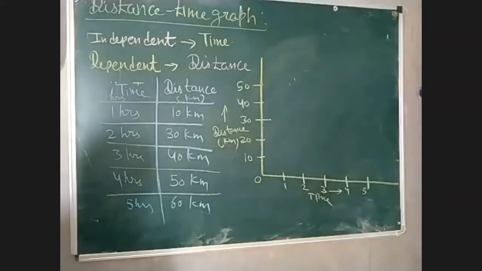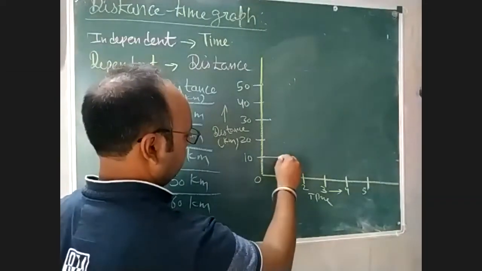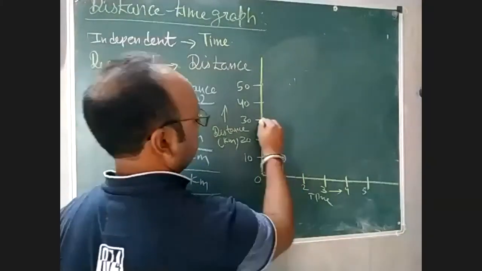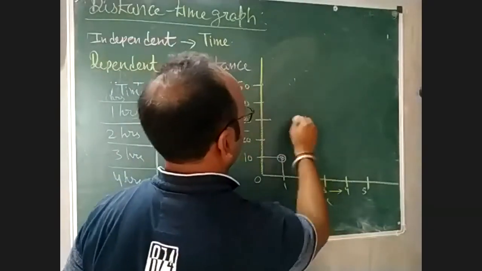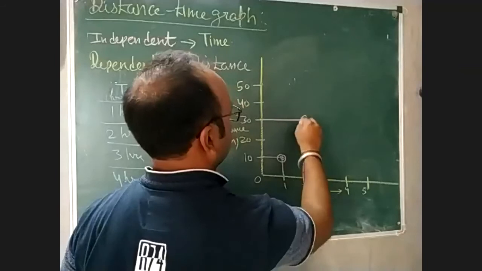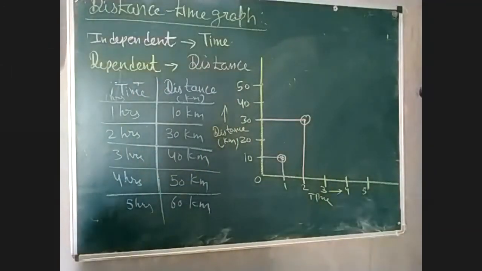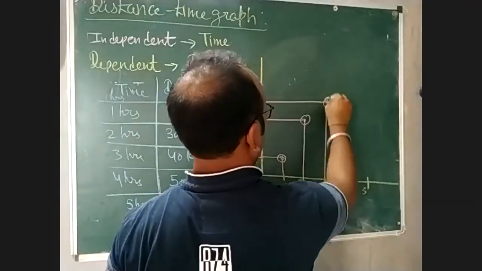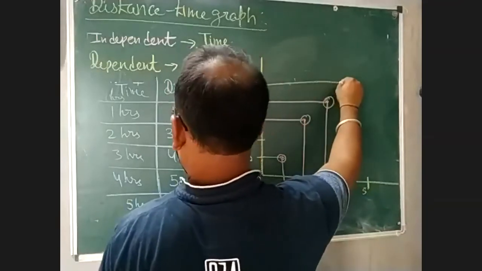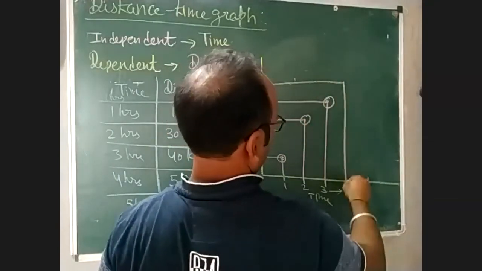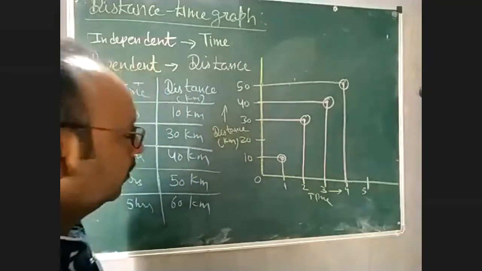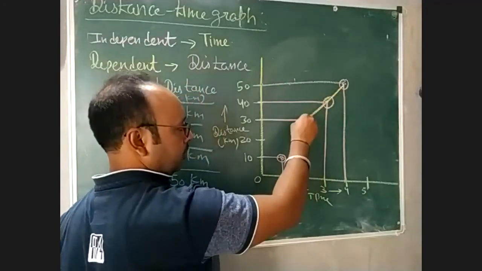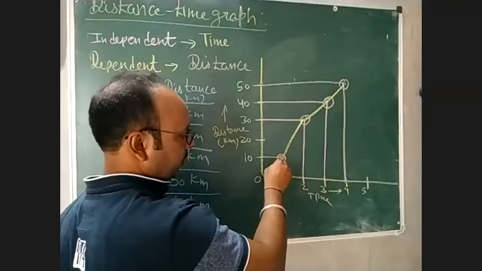Now let's use this 1 hour. At 1 hour, it's 10 kilometers. Now in 2 hours, it's 30 kilometers. This is 2 hours, this is 30 kilometers. Now 3 hours, 40 kilometers. 4 hours, 50 kilometers. Join these lines. When I join this line, then here I have to bend it downward like this.